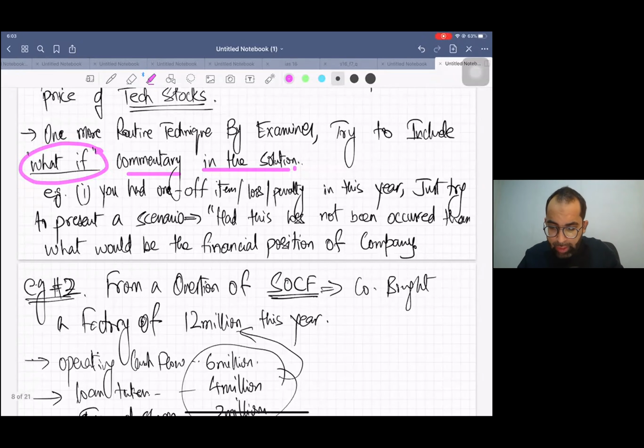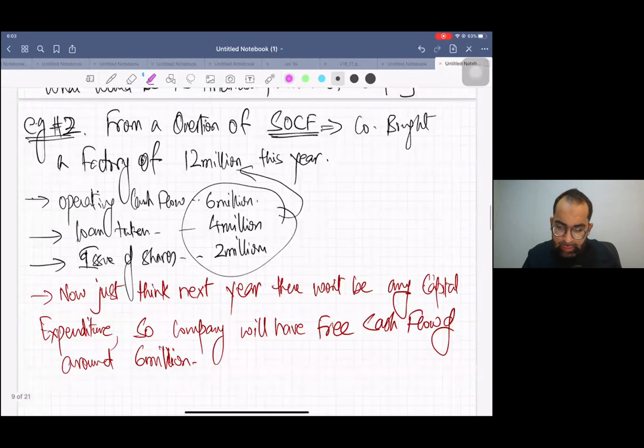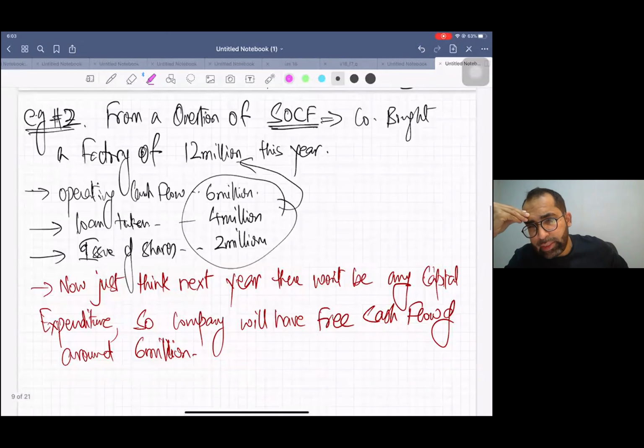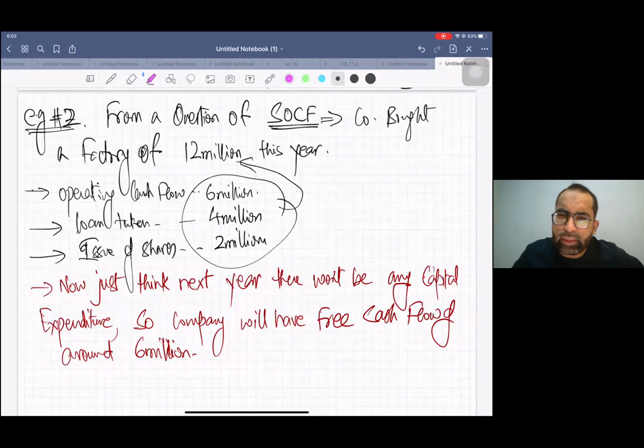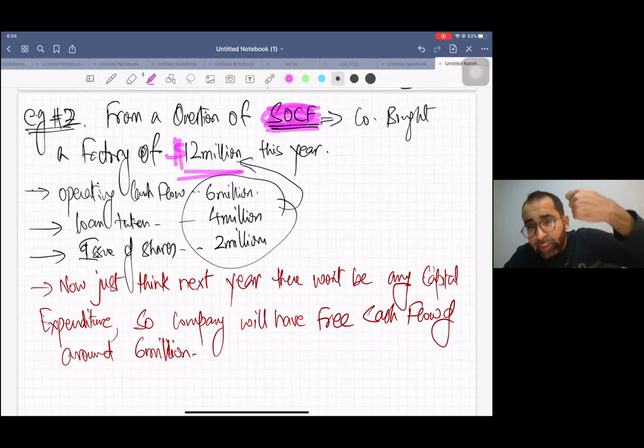Wait, giving you a real example of a company. There was a question in the exam question bank, I think it's Tabba or something, I forgot the name. It was a statement of cash flow question. Please look at me, be very careful. In that question, the company bought a factory of $12 million. That's a huge cash outflow on investing activities.